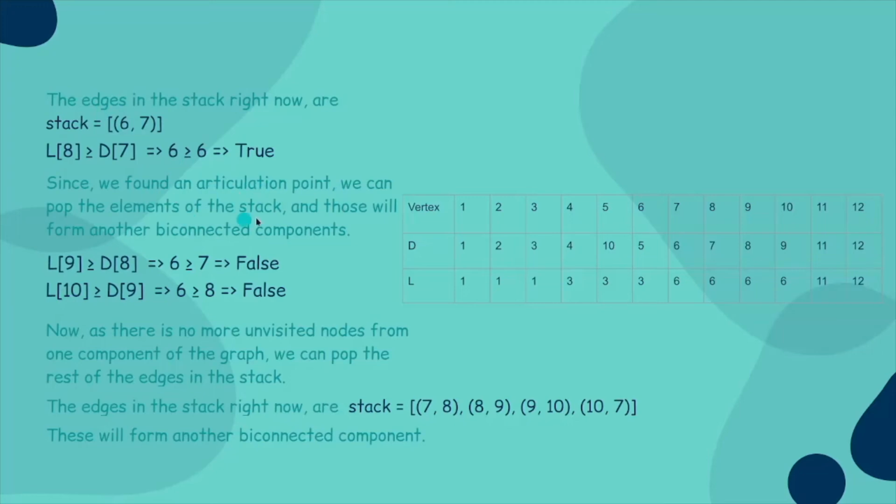So we will pop out the edges from the stack here, and we also got another biconnected component here. For nodes 8 and 9, we can clearly see that these two are false for the formula, and now there's no more unvisited nodes from this connected component. We can pop the rest of the edges in the stack. The edges right now in the stack are 7-8, 8-9, 9-10, and 10-7. These will form another biconnected component.